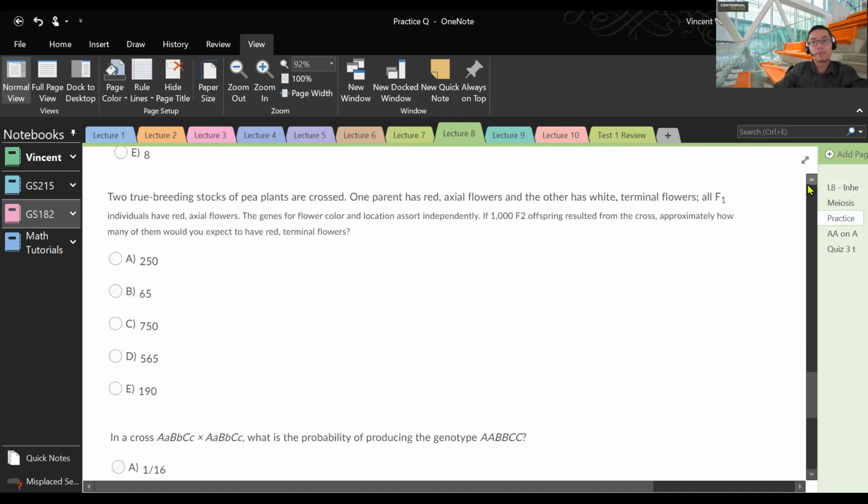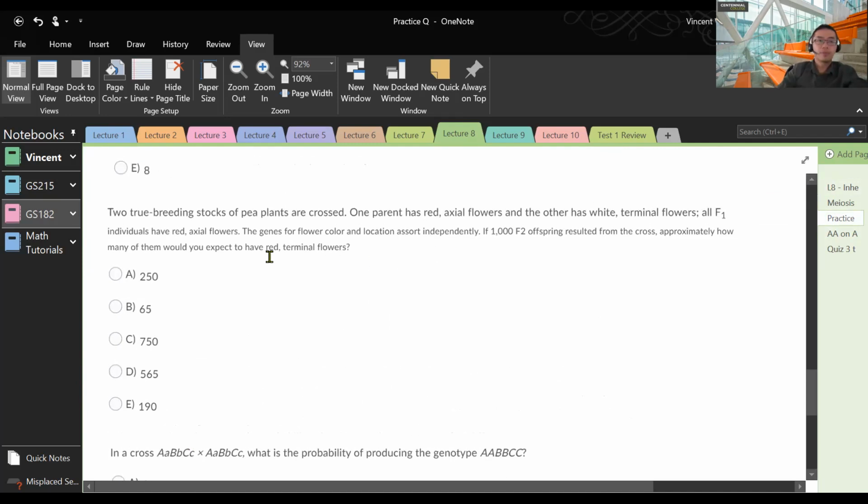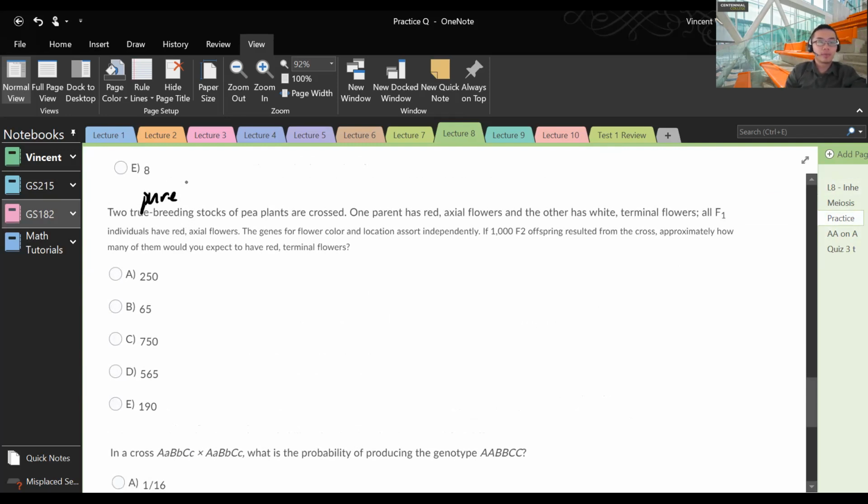All right. I'll read it to you. True breeding. True breeding means purebred, right? Purebred. Stalks of pea plants are crossed. One parent has red axial flower, the other has white terminal flower. All F1 individuals have red and axial flower.